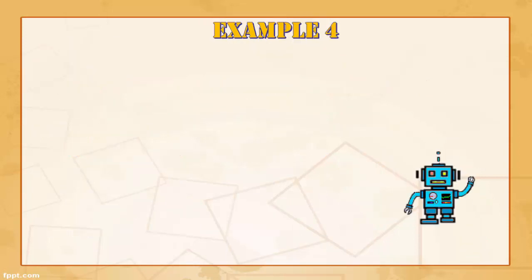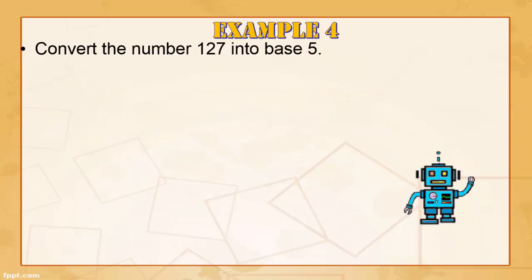In example number 4, we're going to convert the number 127 into base 5. And again, for those who want to see it using blocks, I'll show you first using blocks, using the program I found online, and then I will work it out using the table, which is a quicker and more efficient way to work these things out. So let's now go to the whiteboard.